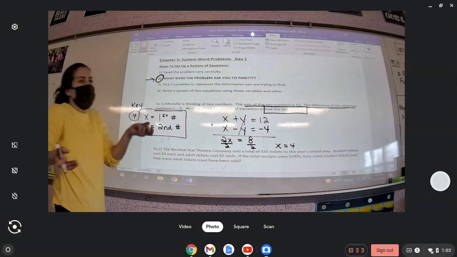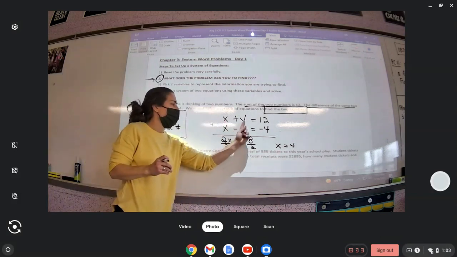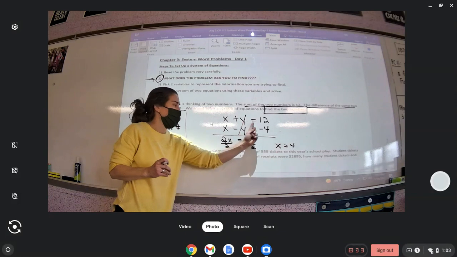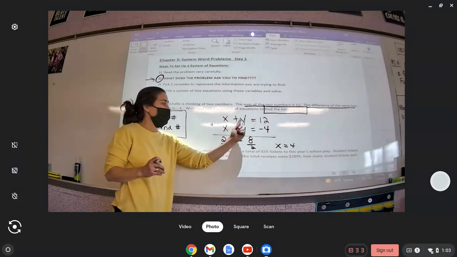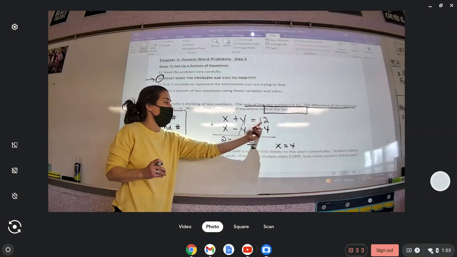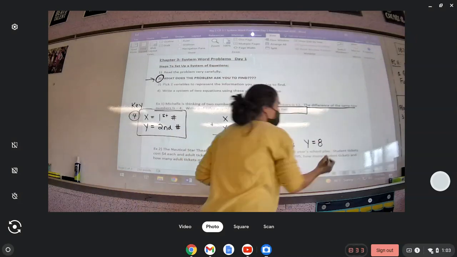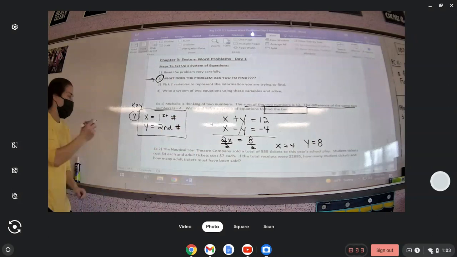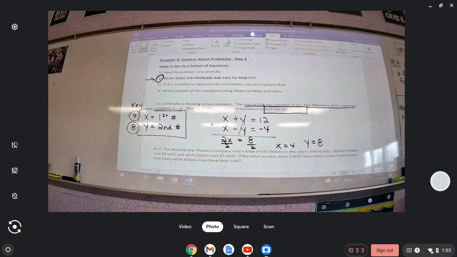And then we can plug them back in, but I'm not even going to write it down. If x is 4, 4 plus what other number would y have to be to equal 12? 8. Y would have to be 8. And again, we get that just from plugging back in. I just didn't write it down. So now I come over to my key, and I label that y, the second number, must have been 8, and you're done.